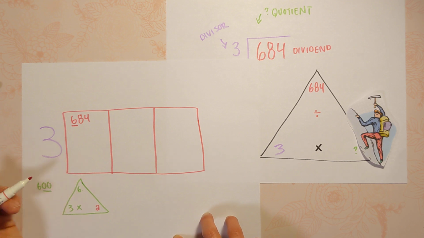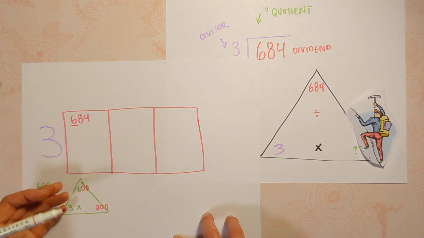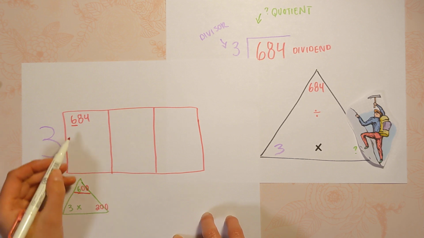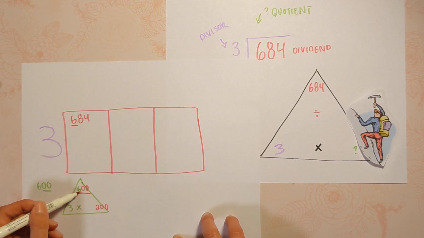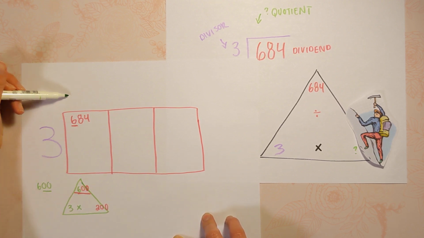Therefore, let's put those zeros in. 3 times 200 is 600. 600, I mean, that's a pretty big number. We're trying to get close to 684. We've made a lot of progress already. Well, 200 was in the quotient area. That's part of our answer, so we're going to put it at the top.